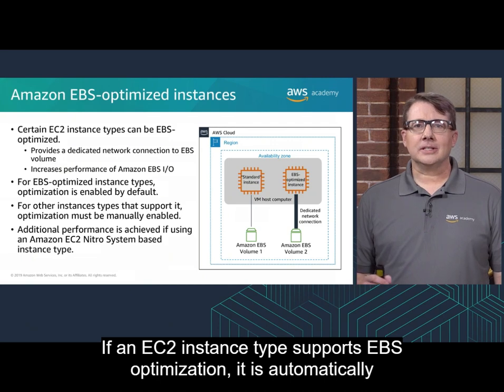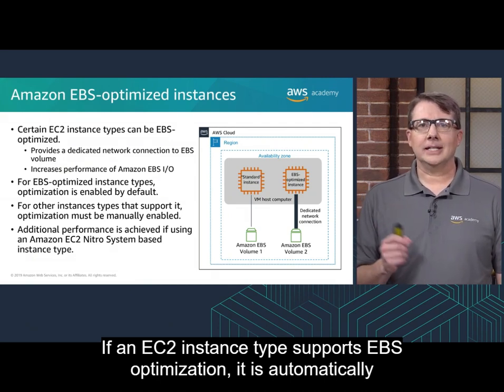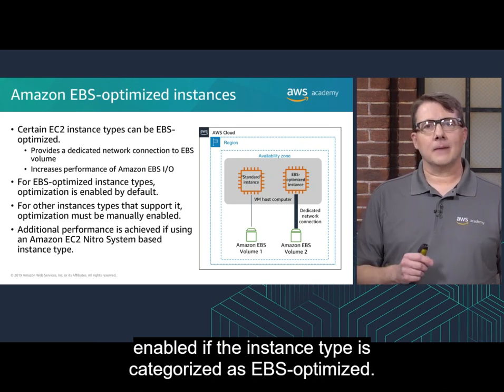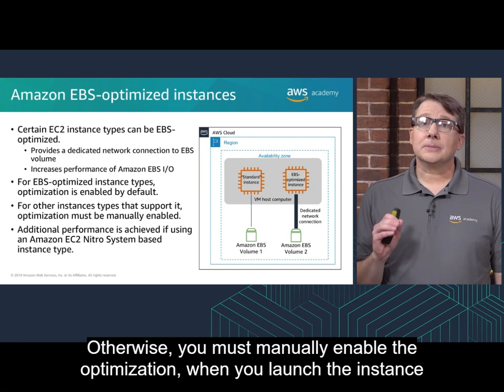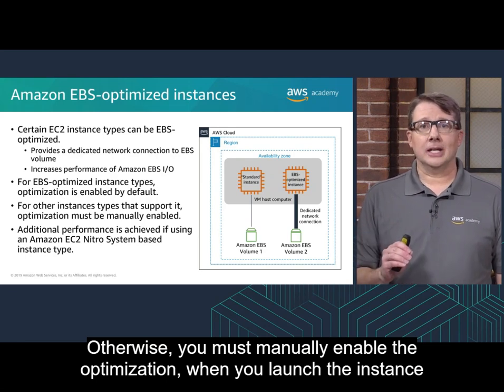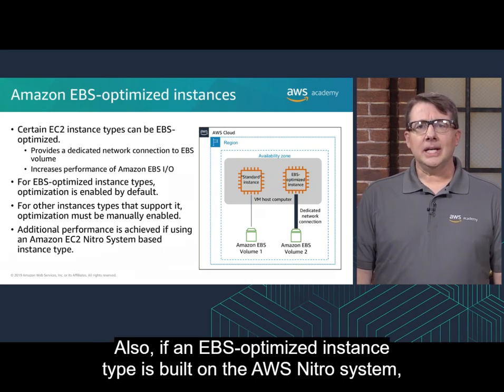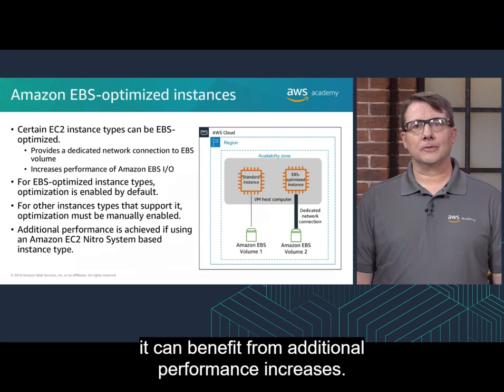If an EC2 instance type supports EBS optimization, it is automatically enabled if the instance type is categorized as EBS-optimized. Otherwise, you must manually enable the optimization when you launch the instance by setting its Amazon EBS-optimized attribute. Also, if an EBS-optimized instance type is built on the AWS Nitro System, it can benefit from additional performance increases.